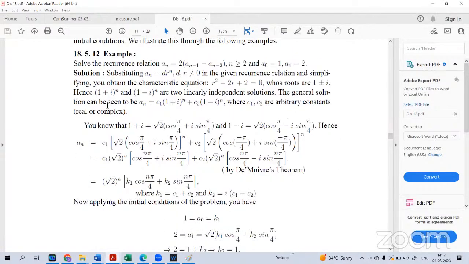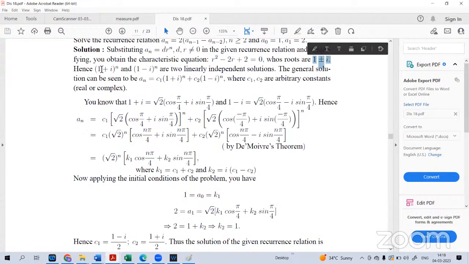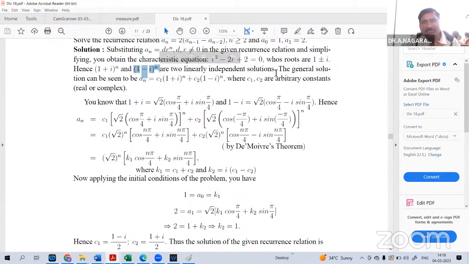Sir, example. We'll go for a_n equal to 2 times a_(n-1) minus a_(n-2), and initial conditions are a0 equal to 1 and a1 equal to 2. So what are the roots? It is r square minus 2r plus 2 equal to 0. So 1 plus i and 1 minus i are the roots. So (1 plus i) whole to the power of n and (1 minus i) whole to the power of n are the two linearly independent solutions. Now a_n equal to c1 into (1 plus i) whole to the power of n plus c2 into (1 minus i) whole to the power of n.